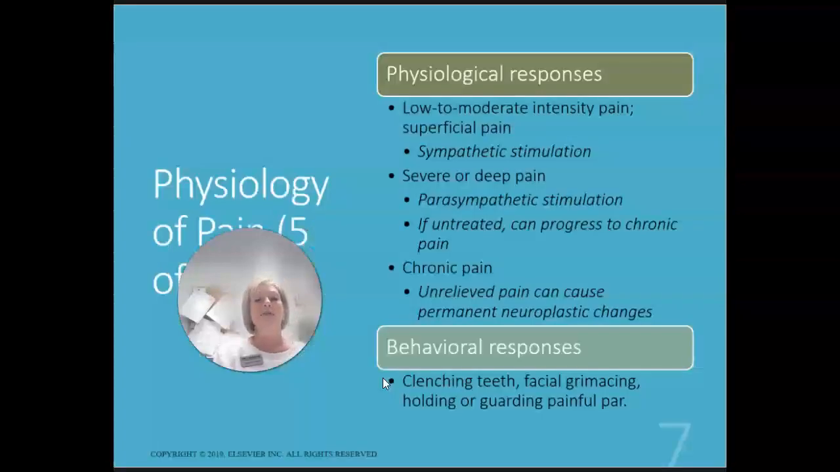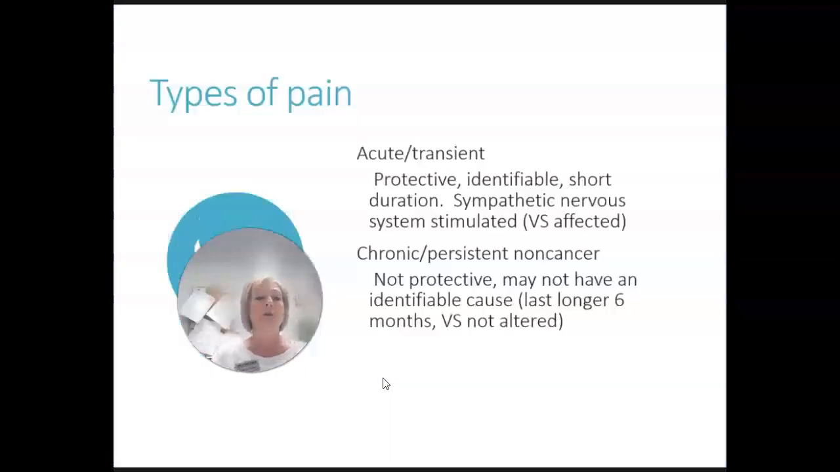So different types of pain that people have. One is acute and transient pain. These are important to know the differences. So acute pain is considered protective. We usually can identify where the source came from, and it usually has a short duration. So that would be like a broken arm. That would be like a burn. That would be falling and having a crushing injury.